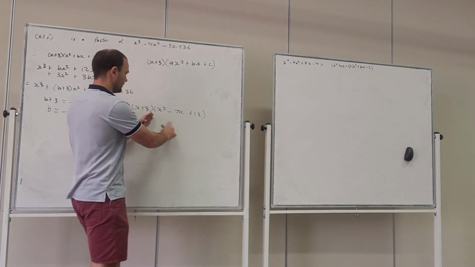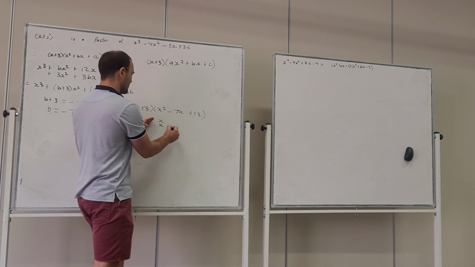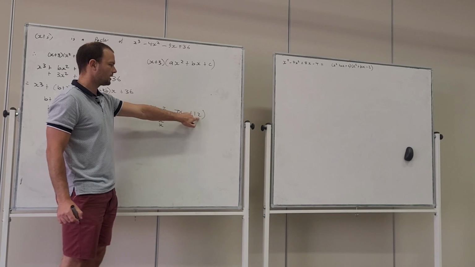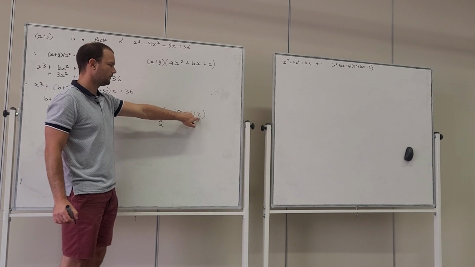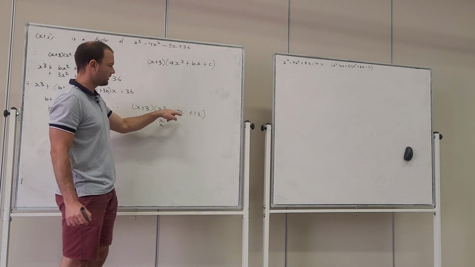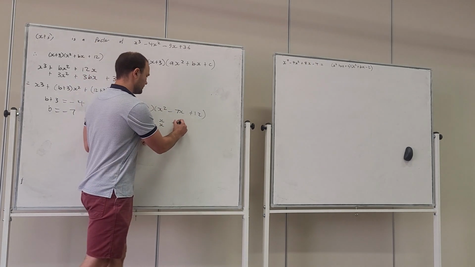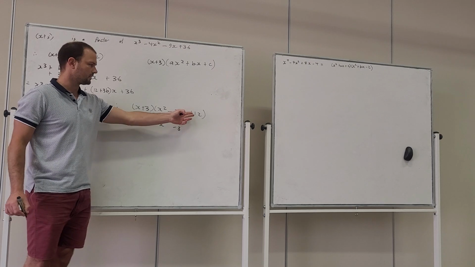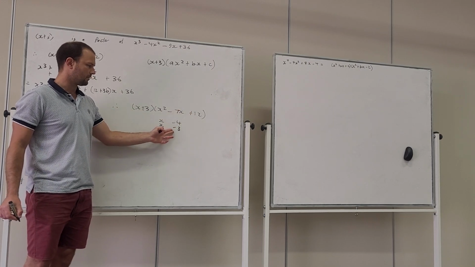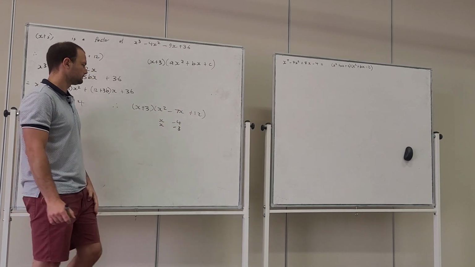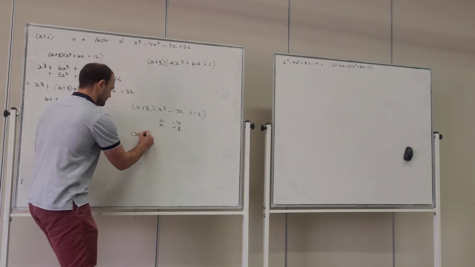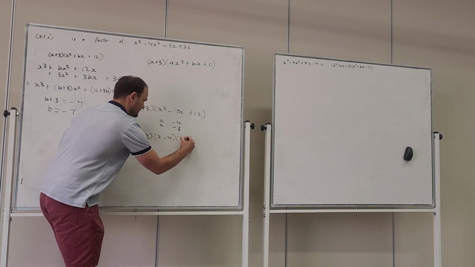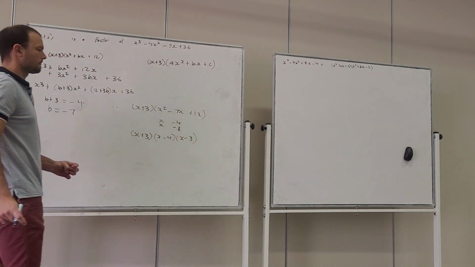We've got 2 numbers, x and x, and 2 numbers that multiply to give us positive 12, and when we add them together we get minus 7. That's going to be minus 4 and minus 3. Minus 4 times minus 3 is positive 12, and minus 4 plus minus 3 is minus 7. So the factors, all linear factors, are x plus 3 times x take 4 times x take 3.